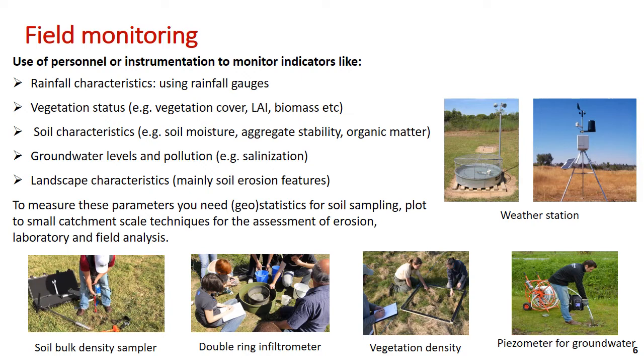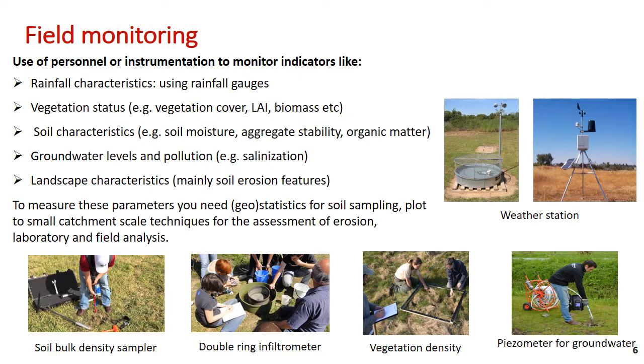You can also get information about the soil compaction by using the bulk density sampler. You can also get information about how fast the water moves inside the soil, and that would tell you whether water is going into the soil or running over the surface. If it is running over the surface, then it will cause erosion, and you know what erosion can do when it comes to desertification. So to monitor the infiltration, or how fast the water moves into the soil, you use a double ring infiltrometer.